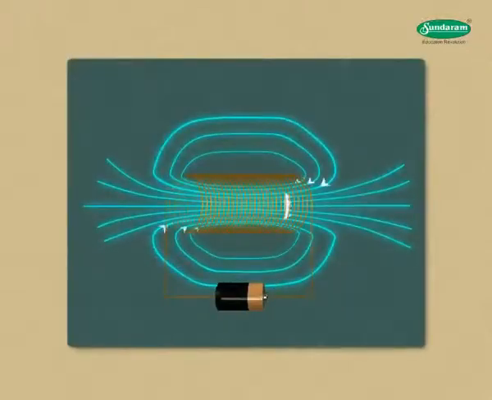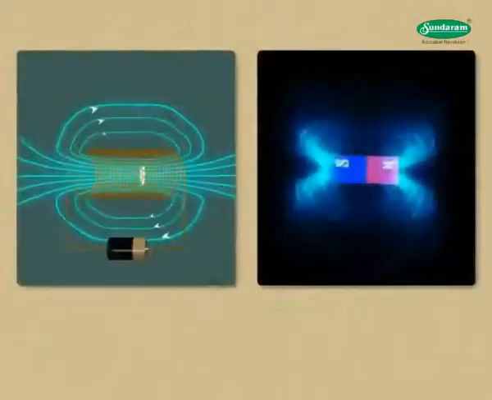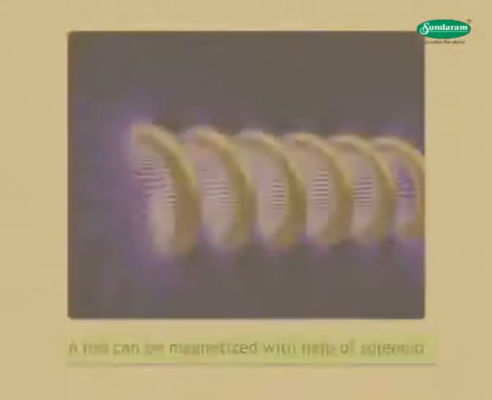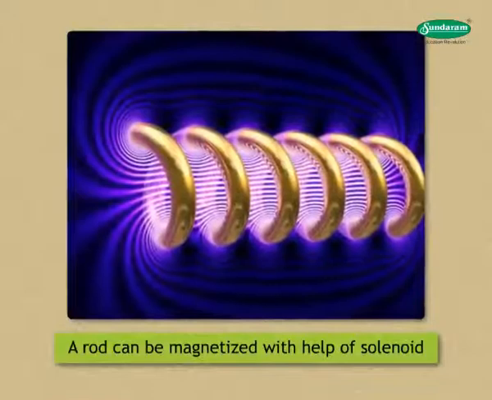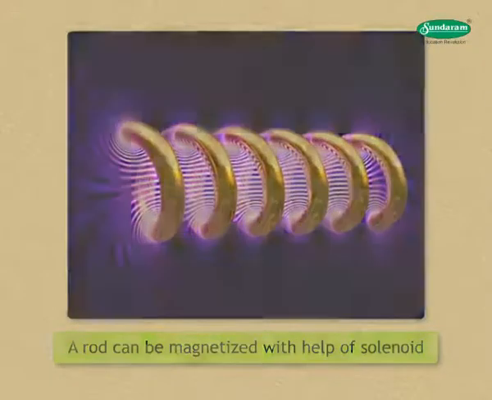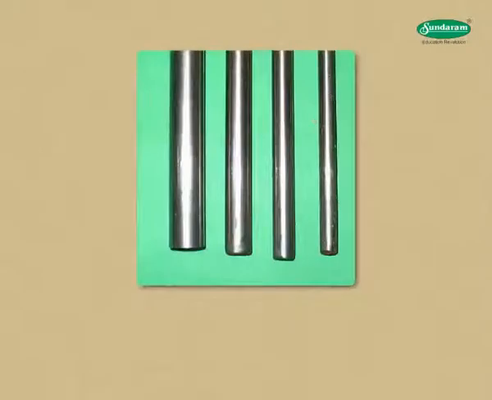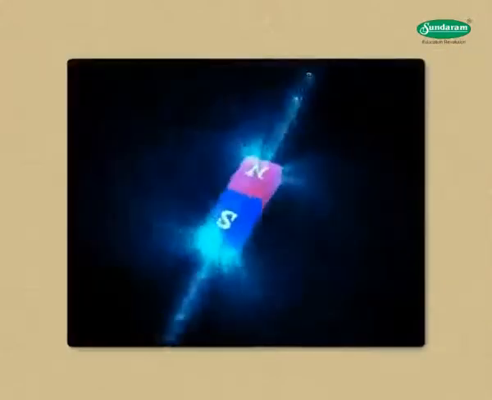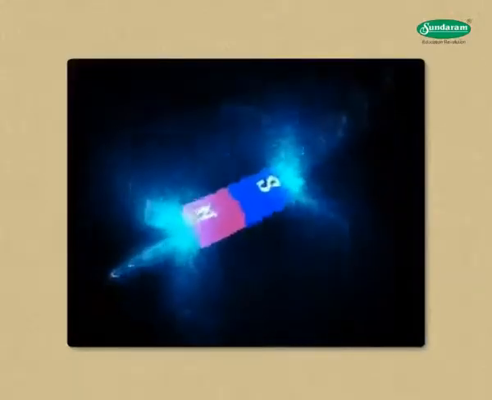One end of the coil acts as south pole and the other end as north pole. Thus, solenoid has all the properties of the field produced by a bar magnet. With the help of a solenoid, we can magnetize a piece of rod of a given material. If the rod is hard steel and if the magnetic field is strong enough, a permanent magnet can be produced.